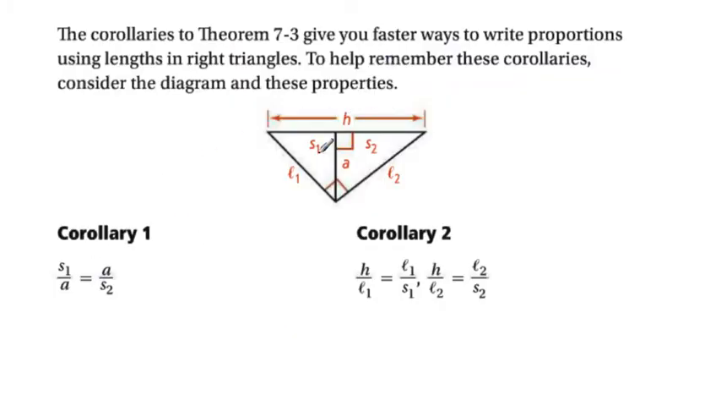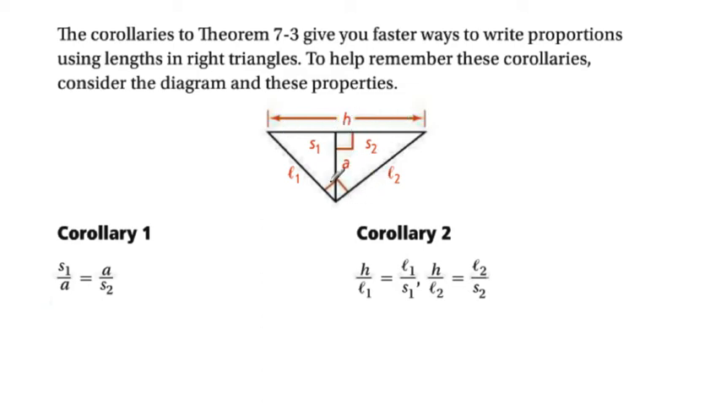Here is an example that might be a little bit easier, stated in a more simplified way. So the first corollary says this. It says the ratio of S1 to the altitude is equal to the altitude to S2, which are the two segments that make up the hypotenuse. S1 to A is equal to A to S2.